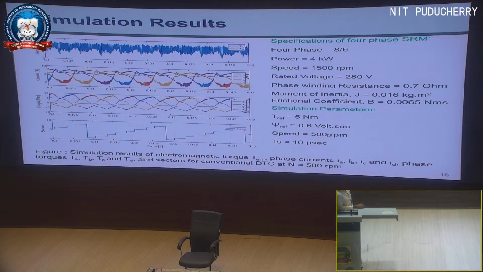So you can see the torque ripple. The second one is the current, and the third one is the torque produced by the individual phases. So 4 phases, 4 different torques, and the average of these torques will result in the motor torque, but still it will have a ripple, and for different sectors how the voltage vectors are selected. Actually that is a fictitious one basically.